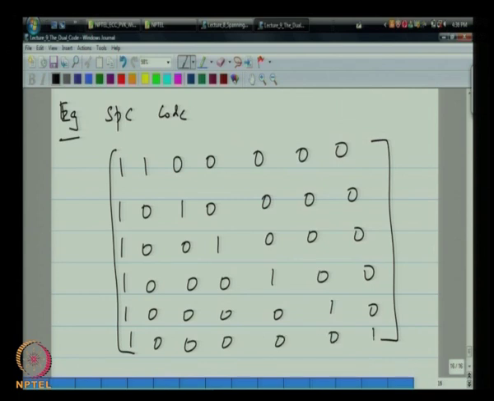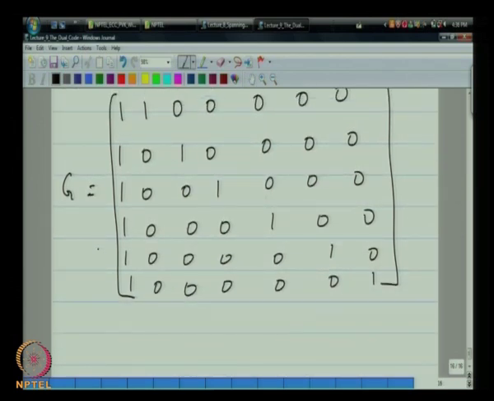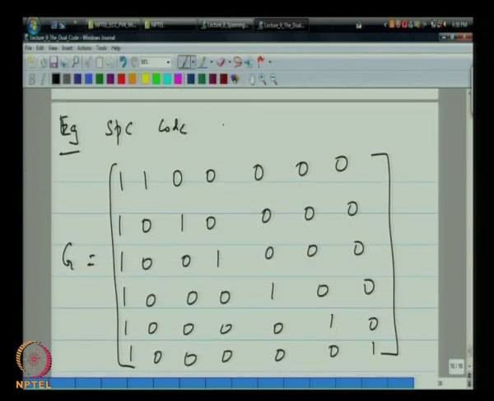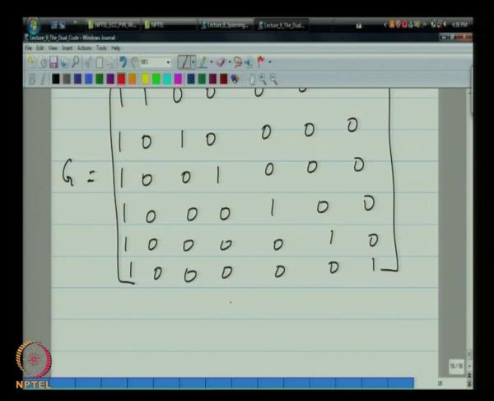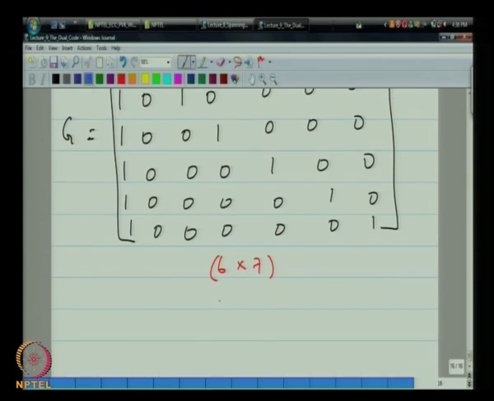Okay, so, this is a generator matrix, and we will always use the symbol G to denote a generator matrix. And notice that since the single parity check code has parameters 7, 6, it is a 7, 6 code, this matrix is therefore 6 by 7. So, in general the generator matrix will always be a k by n matrix.